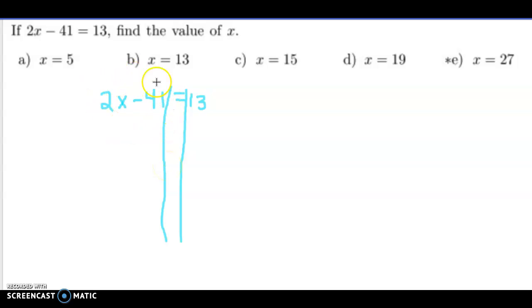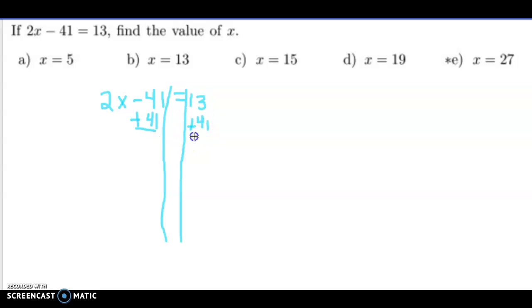First thing I have to do is look on the left side where the x value is. And I ask myself, is there anything being added or subtracted from the variable? And there is. There's a subtraction of 41. So I need to zero that out. Opposite of subtraction is addition. Anything I do to one side, I do to the other.